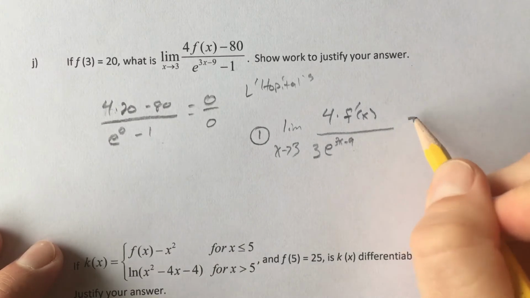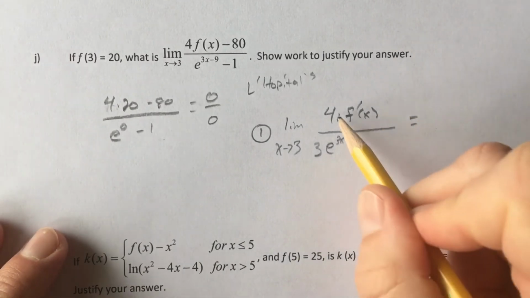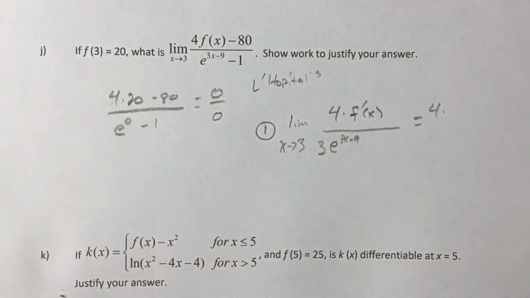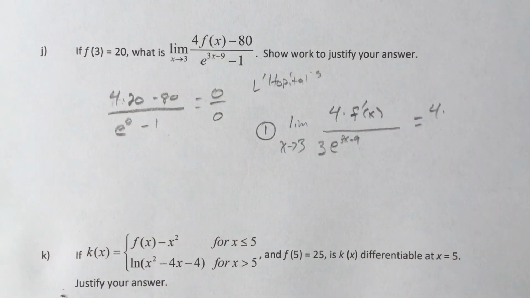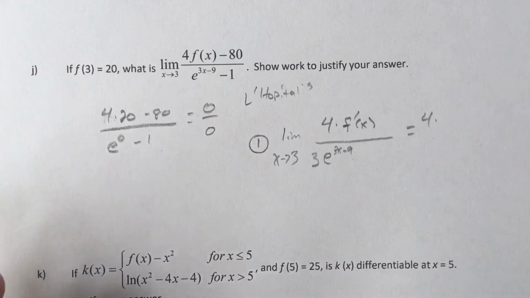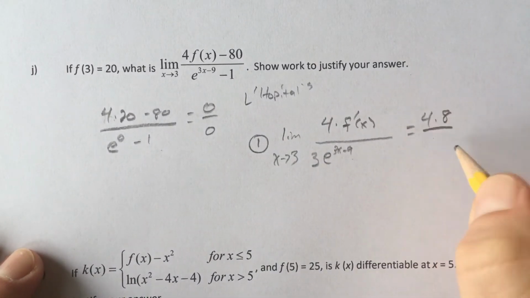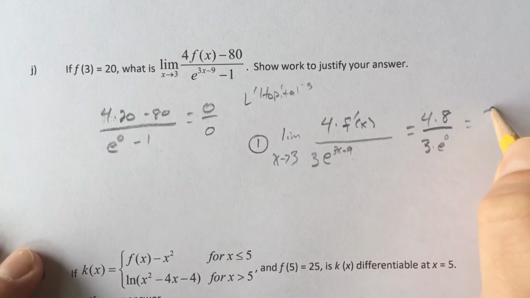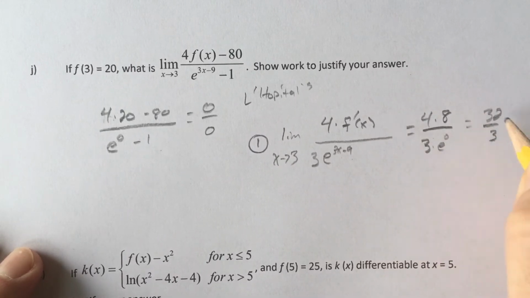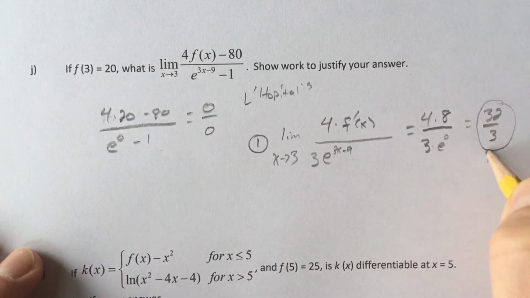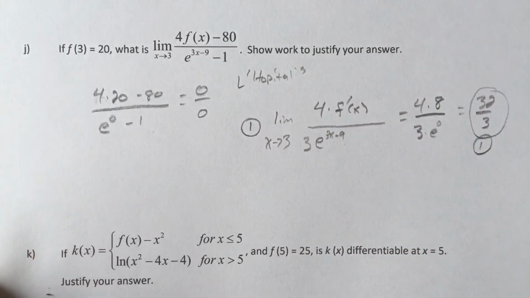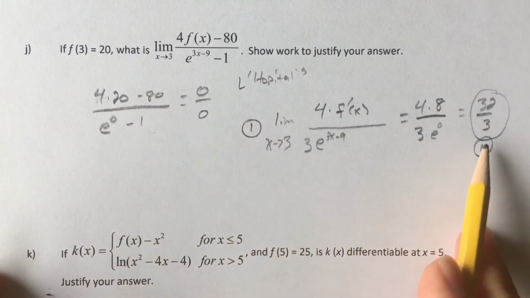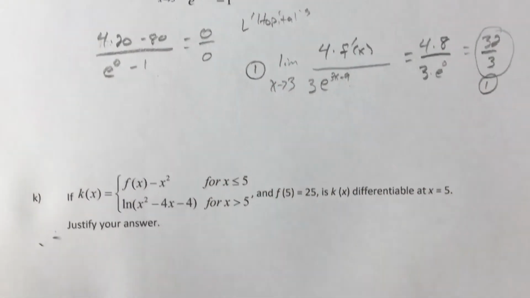Now the second point is if you can do this part correctly. So this is going to be 4 times f prime of 3. And f prime of 3 was 8 over 3 times e to the 0. So we're going to get 32 over 3 times 1, which is 32 over 3, and that would get you a second point. All right, so 1 point again for recognizing L'Hopital's rule, 1 point for this right here.